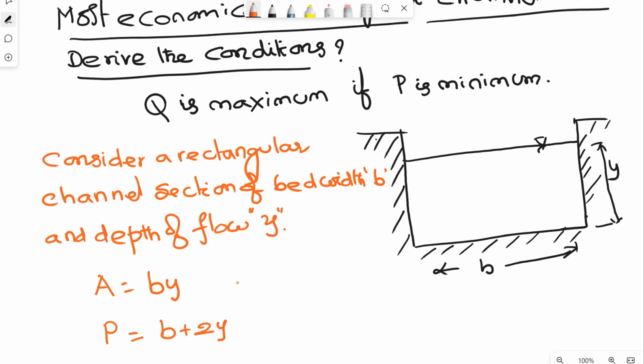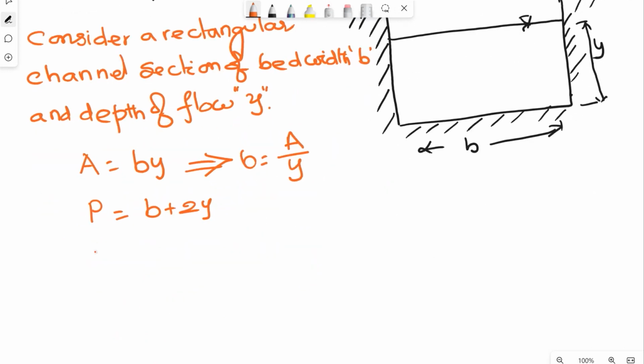A is equal to By means I can write B is equal to A by Y. Therefore, P is equal to A by Y plus 2Y. You can ask why you are doing all this. The problem is basic. I told you only three are constants. Number one, area is constant. Number two, C or N is constant. Number three, slope. These three only should be there. So that is why I want to write B in terms of Y. That is how I have written it.